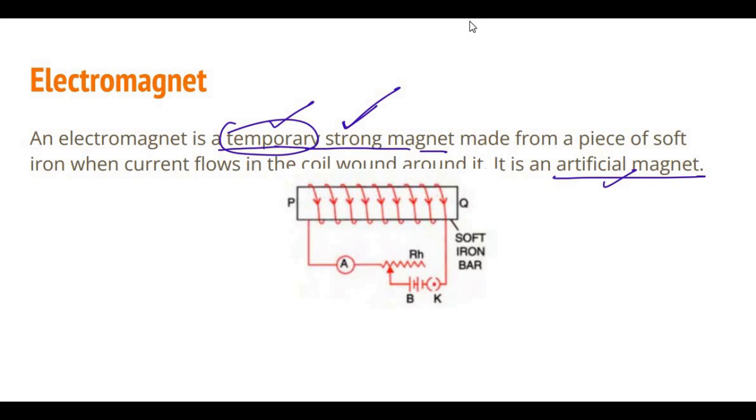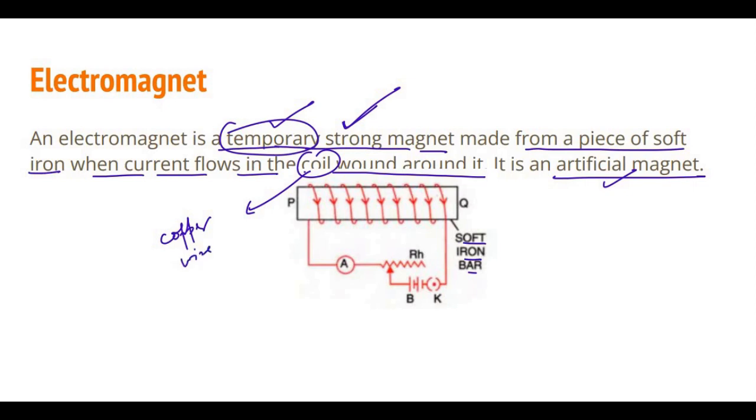How is it made? It is made from a piece of soft iron when current flows in the coil wound around it. Humne liya ek soft iron bar, dekho figure mein, and iske upar humne lapeta kya? What did I wind? I had wound this copper wire. Isme likha nahi hai, coil likha hua hai na. Coil is actually generally made up of copper wire, insulated copper wire.